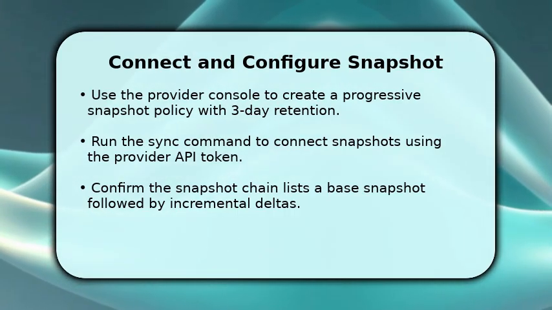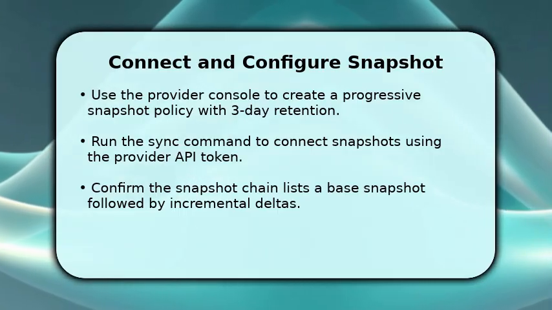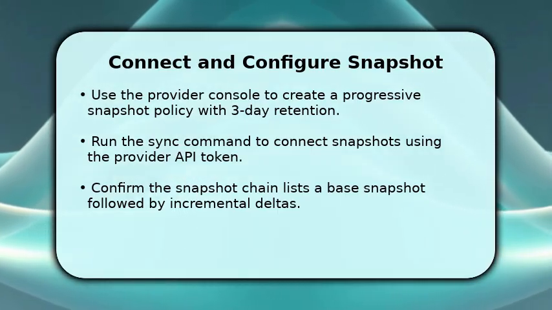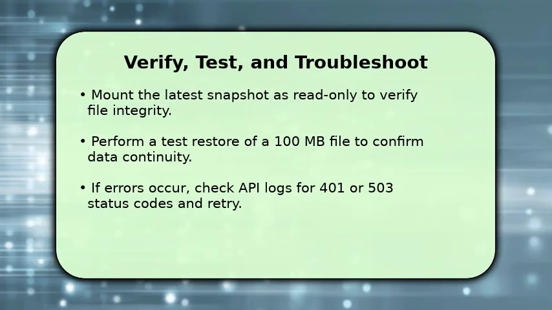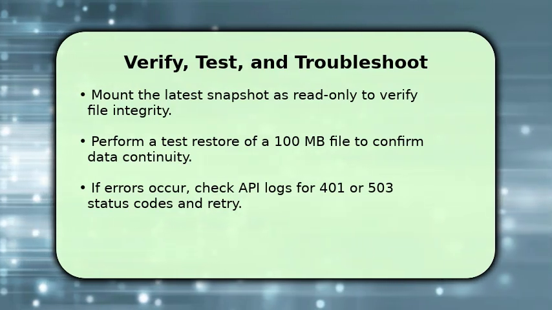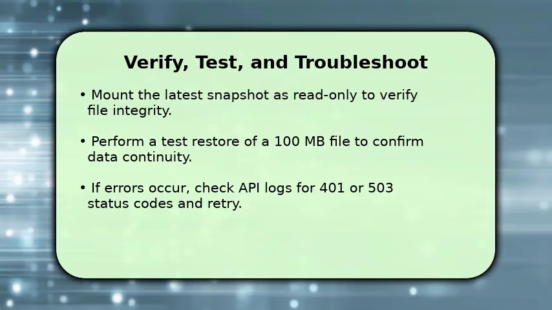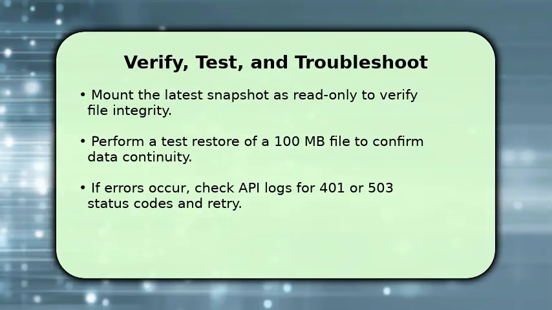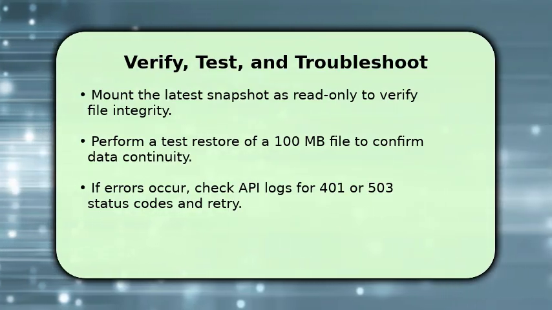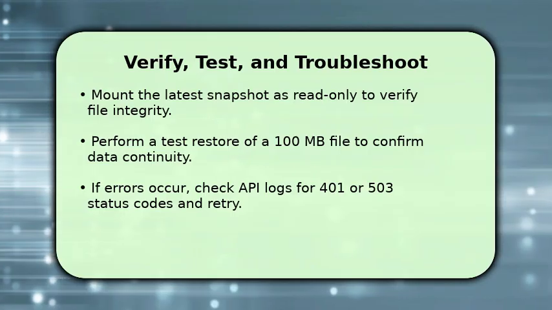Mount the latest snapshot as read-only to verify file integrity. Inspect key files and metadata to ensure timestamps and sizes are correct. Perform a test restore of a 100 MB file to confirm data continuity. Run integrity checks such as checksums or hash comparisons after restore.